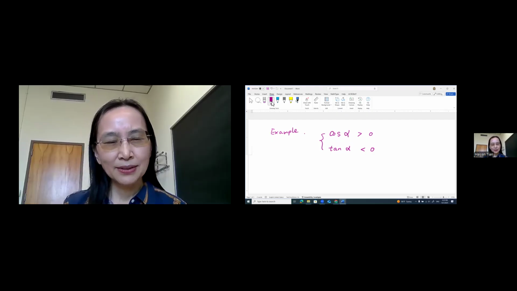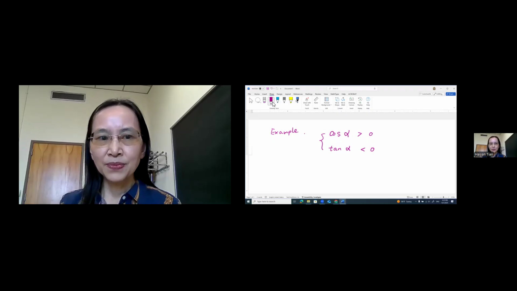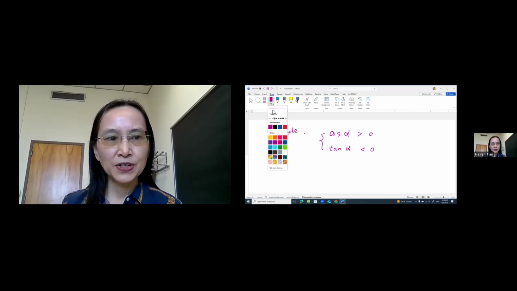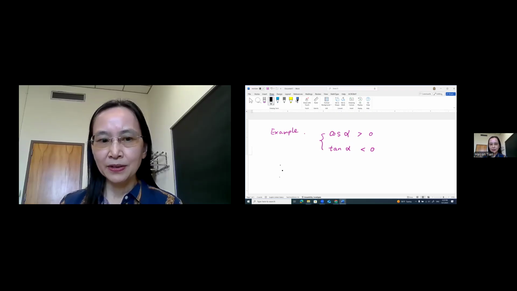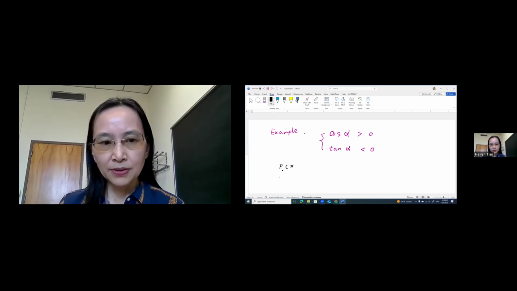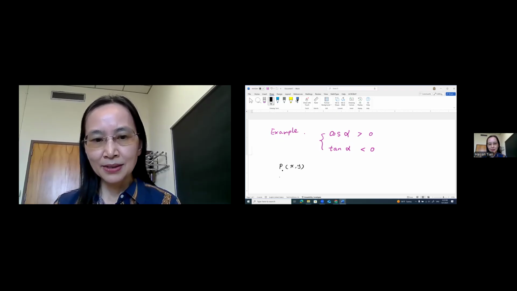So let's review the signs associated with the locations, right? So for example, if we think of cosine alpha, alpha is at a standard position, and suppose there's a point P on the terminal side of alpha, and we know cosine is defined as x over r.